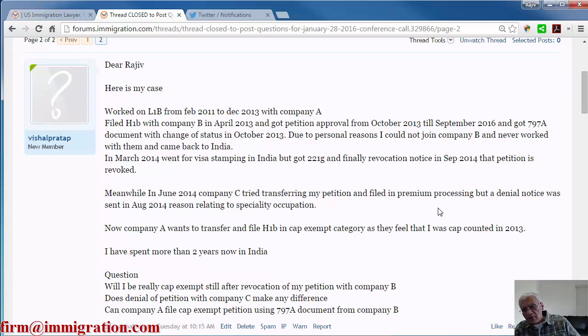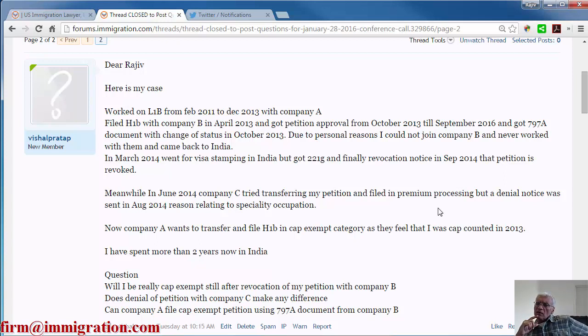So then another case was filed, which was denied because of specialty occupation. So we've got one case revoked through the consulate, another case denied for specialty occupation problem. Now company A wants to transfer and file for H1B. This is the very first company for whom you were working on L1B. They feel that you are cap exempt. See, I don't know how you would make that argument.